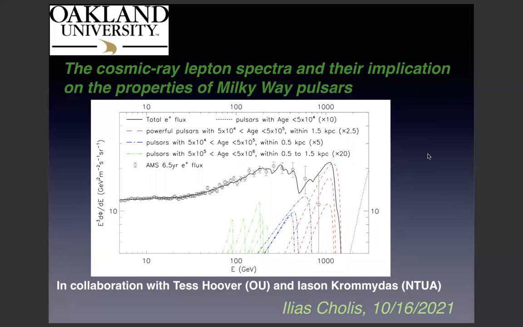Hello, I'm Ilias Cholis, and I'm going to talk to you about how we can use cosmic ray lepton measurements to probe the properties of Milky Way pulsars. This is work in collaboration with two talented undergraduate students, Tess Hoover from Oakland University and Iason Chromidas from the National Technical University of Athens in Greece.